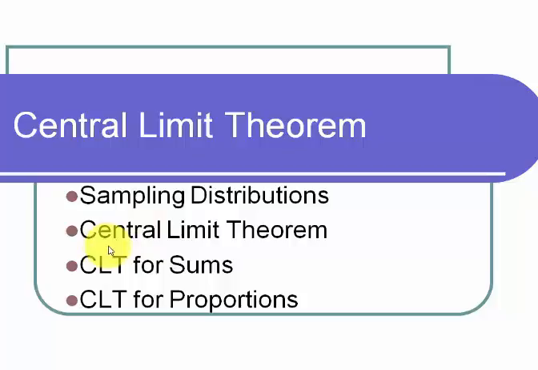Then we'll look at the big theorem of the entire term for this class, and that's called the central limit theorem. And then we'll look at two variations on that. The first will be the central limit theorem for sums, and the second is the central limit theorem for proportions. First, let's define sampling distributions.